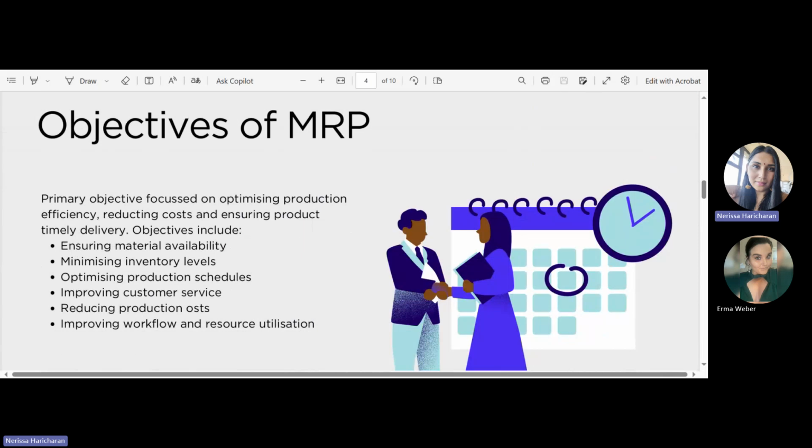Then we have reducing your production cost. Your MRP helps to minimize your waste and inefficiency. You're reducing both material cost, where you are only ordering what is required, and production cost, where you are optimizing your schedule and reducing as many bottlenecks as possible. And then the last one is improving your workflow and resource utilization.